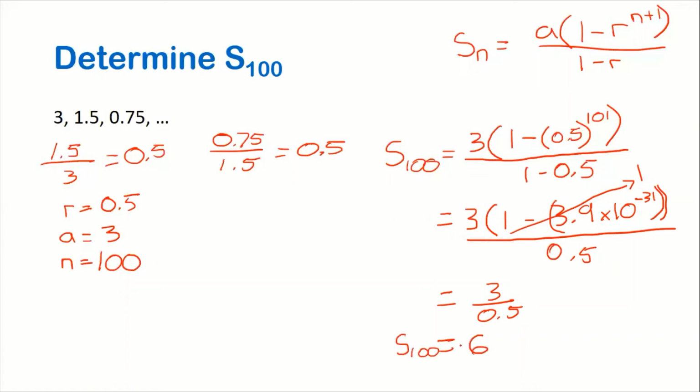to be 6, or to be approximately 6, right? Because we did an approximation, but 6 is a pretty good answer for S sub 100 of the following sequence. And that's it. So that's all there is to determining geometric series. All we do is plug into our formula.